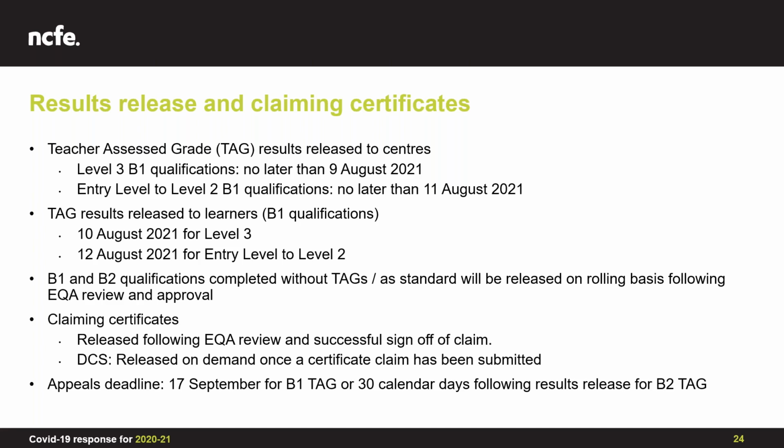If your centre wishes to launch any appeals, the deadlines for these are the 17th of September for B1 qualification tags. For B2 qualification tags, it's 30 calendar days following results release.